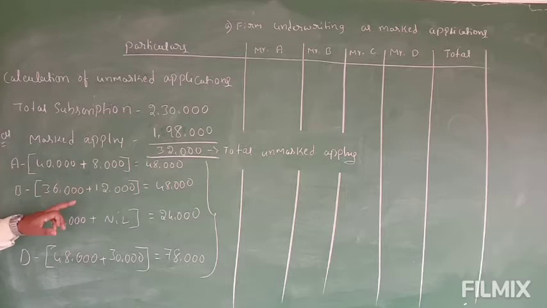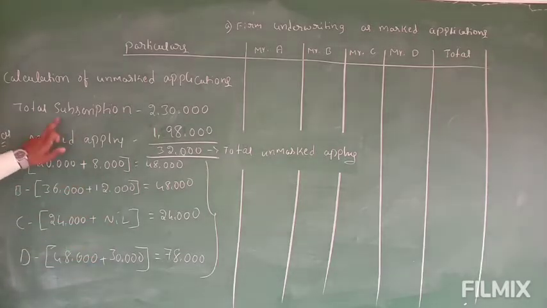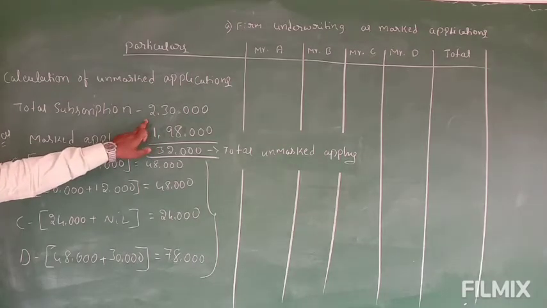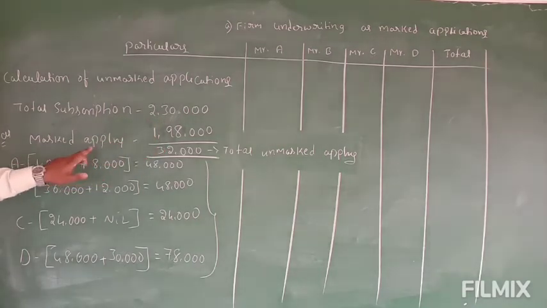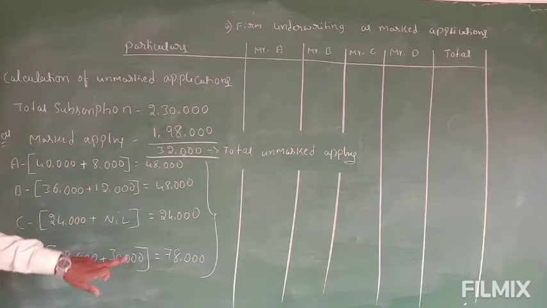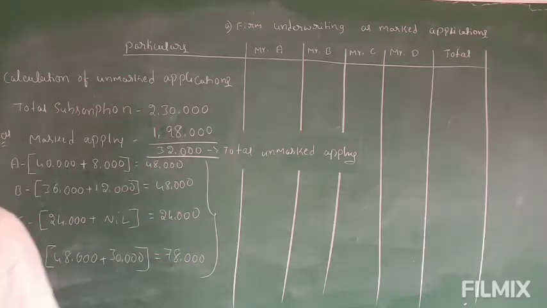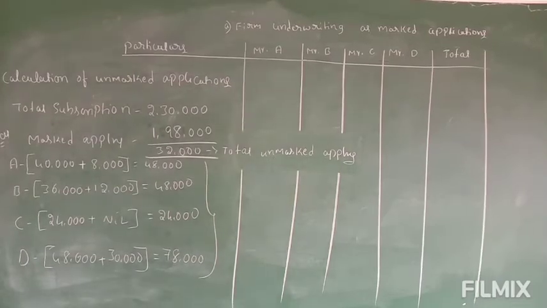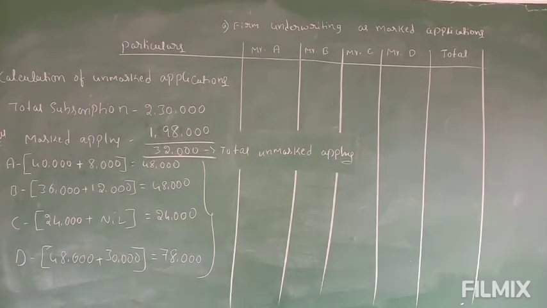So I'm explaining again. First, total subscription we calculated. So total subscription is 2,20,000 less marked applications. So less marked applications, as usual, we have taken. The question gives marked applications, but along with the marked applications we should take firm underwriting, because they can give the query as treat firm underwriting as marked applications. So total unmarked applications here is 32,000.